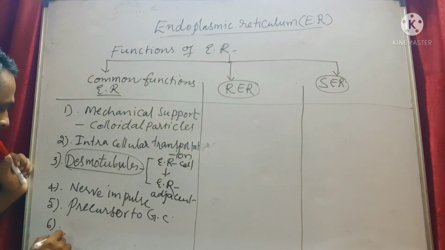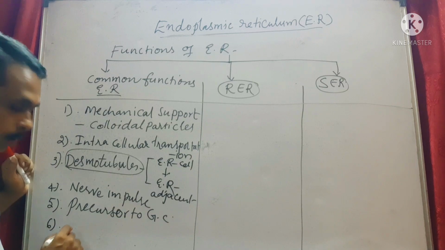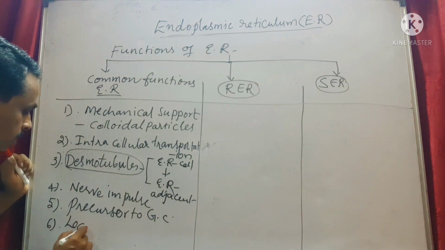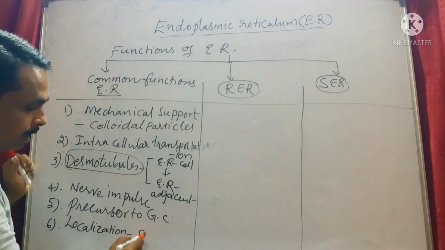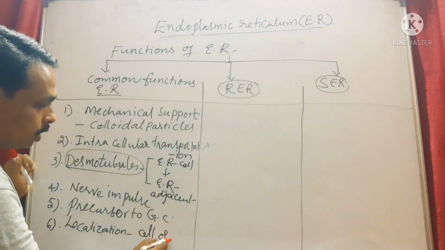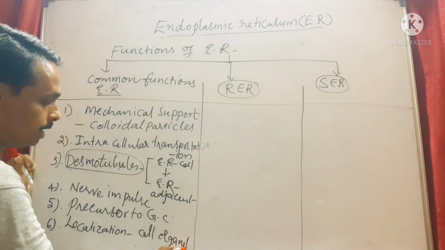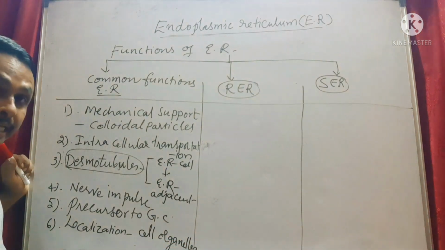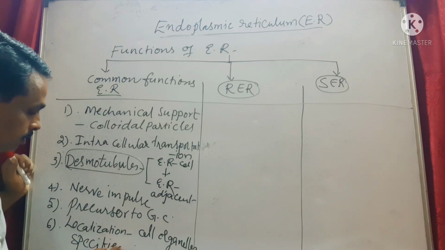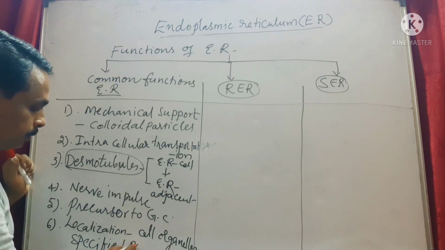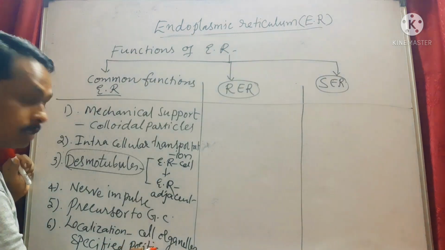And the next one is, these are providing localization to all other cell organelles, so that these other cell organelles can be present in the specified position in the cytoplasm.